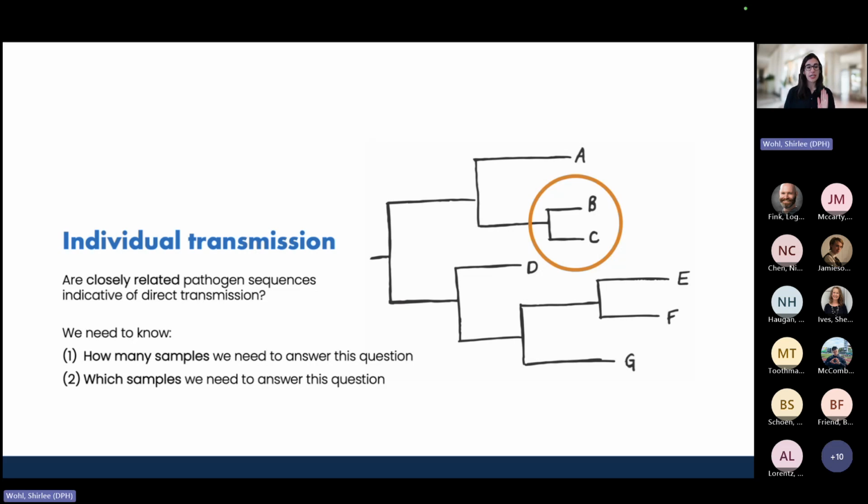I wanted to hone in on the fact that we really do have to be clear about these questions to develop a mathematical framework to go along with it. And so I wanted to pull out the phrase closely related because it's actually pretty vague, right? Does closely related mean direct link? Does it mean that they look similar on the tree? Does it mean a specific mutational threshold?